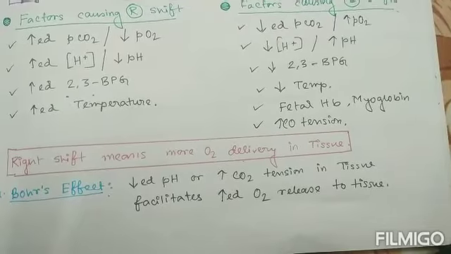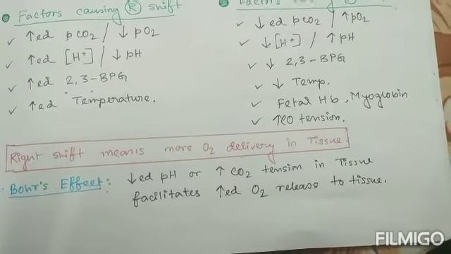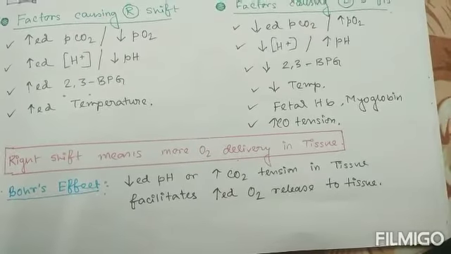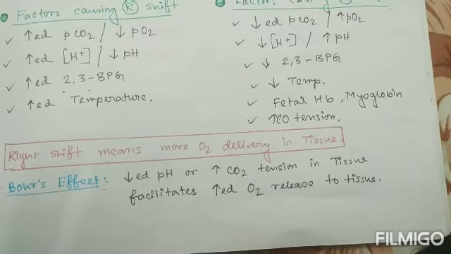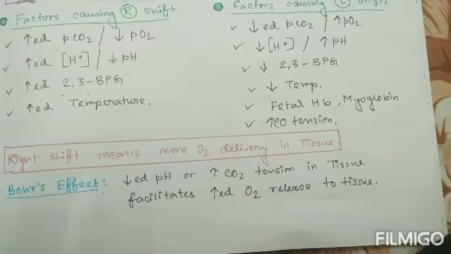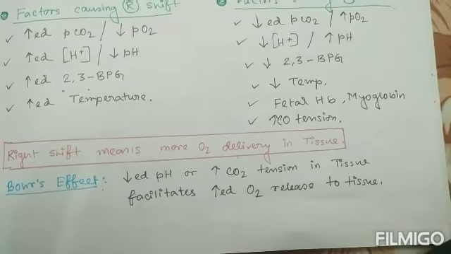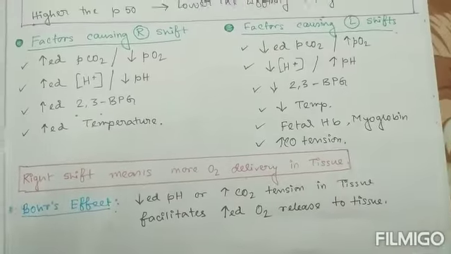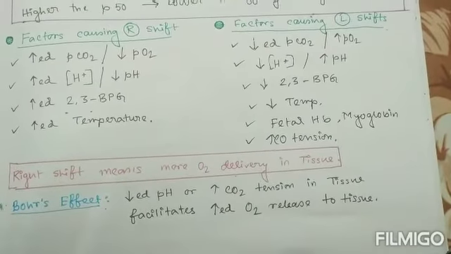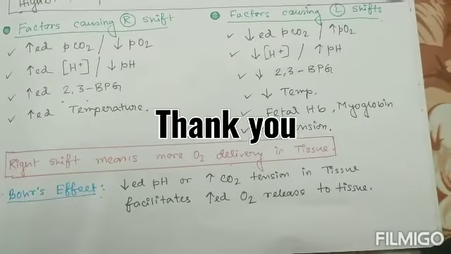And there is a statement, Bohr's effect. It suggests reduced pH or increased carbon dioxide tension in tissue facilitates increased oxygen release to the tissue. It is as simple as that. So this is all about carbon dioxide transport, oxygen transport. Thank you guys.